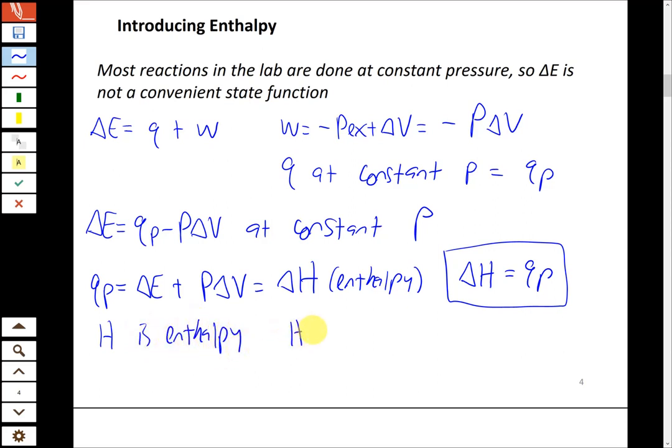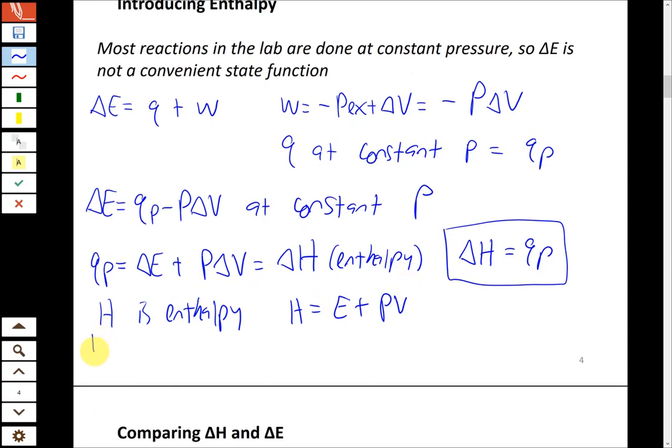And in absolute terms, it's E plus PV. And then, of course, we put the deltas in front if we're talking about change in enthalpy. All right, and so the significance of this is that delta H is a new state function, and you can measure it or calculate it just by measuring or calculating the heat of a process at constant pressure.